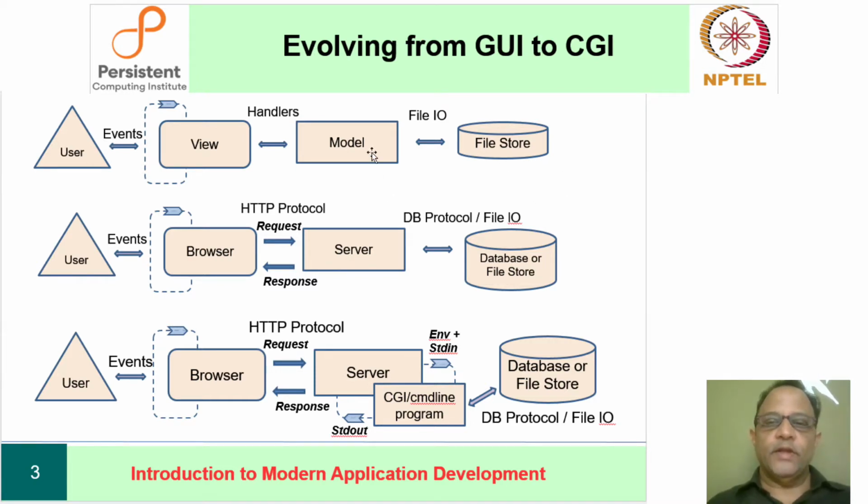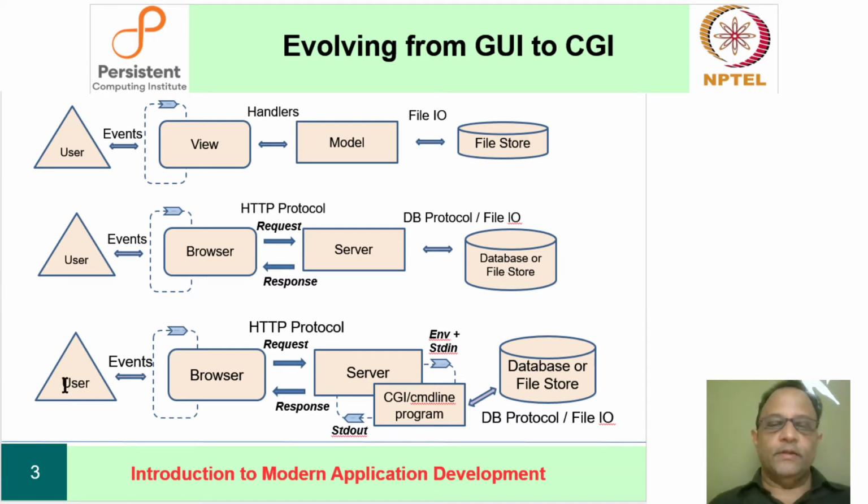We began by looking at a basic application, CGI bin style. Then we saw that you can have a GUI with a user, view, model, and a file store. Then we saw how the place of the view is taken by the browser, and the event loop between the user and the browser is connected with the server through the HTTP protocol, and then the server works with a database or a file store or what have you to store the information that you have sent.